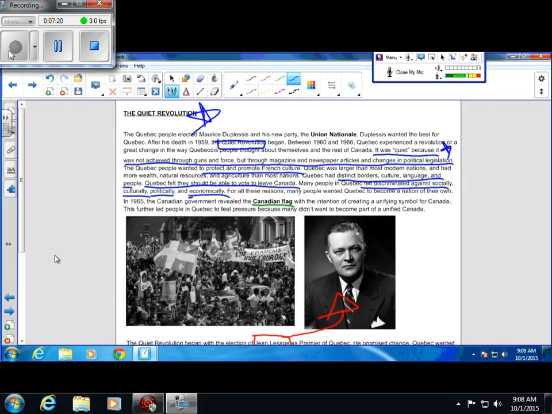So the Quiet Revolution. In your assignment 7, there's a question that I believe asks why the Quiet Revolution was called quiet, or something like that. Okay, so again, the Quiet Revolution started in 1960 and lasted until 1966. Quebec experienced a revolution, or a great change, in the way Quebec people thought about themselves and the rest of Canada. So remember, it was called quiet for a few reasons.